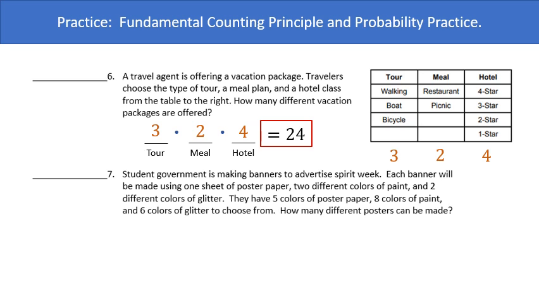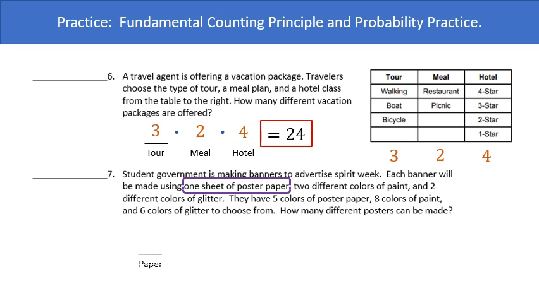Okay, number 7. Student government is making banners to advertise Spirit Week. Each banner will be made using 1 sheet of poster paper, 2 different colors of paint, and 2 different colors of glitter. They have 5 colors of poster paper, 8 colors of paint, and 6 colors of glitter to choose from. How many different posters can be made? This one's a little complicated, so let's think about it. Of all that we've done, this is the one with the most thinking involved.